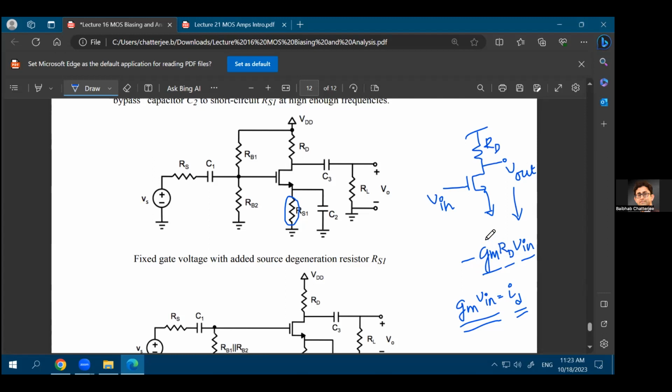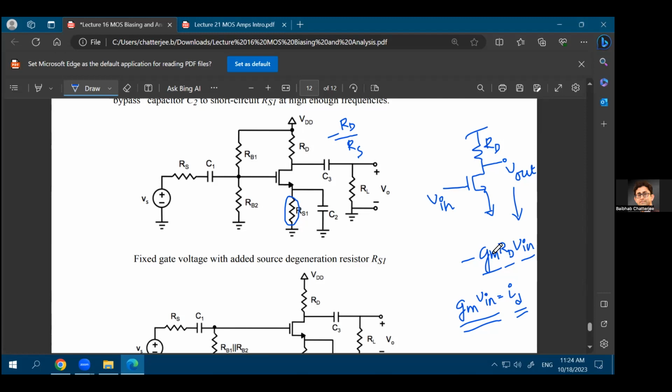Usually gm times RD, for most of our cases, we'll look into a few examples in our next lecture, will be in the range of maybe 10 or 20 or 30. But in this case, when you have this RS resistance, we'll prove this in our next lecture with the AC small signal model, the gain of this circuit becomes minus RD over RS. So there is a big difference here: the gain of this system will be minus RD over RS, whereas the gain of the other system was minus gm times RD.